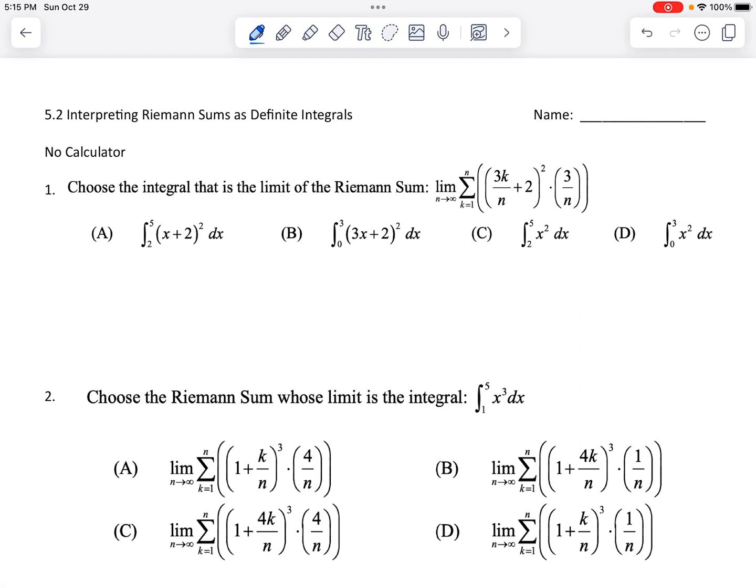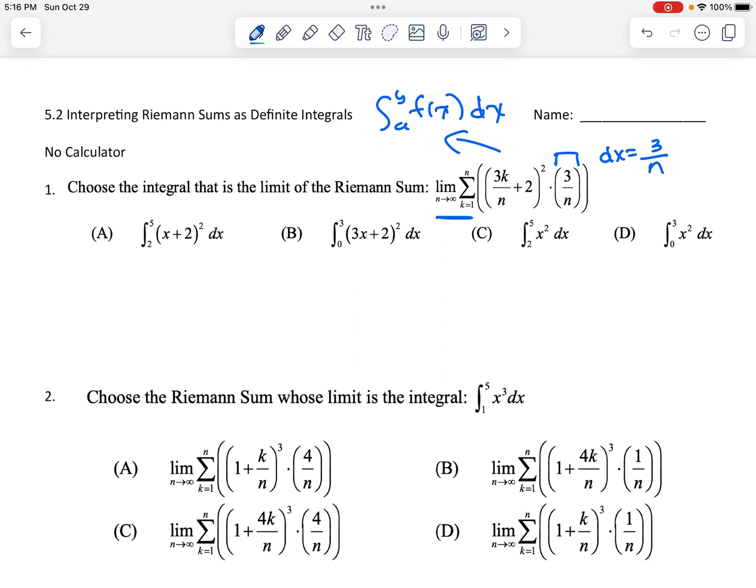Okay, in these problems, we're trying to connect the Riemann sum, this limit sigma definition that you see here, with the definite integral. So we're trying to figure out how I can rewrite it to be this. The first thing that I always check is the dx piece. Remember, the dx is the width of the rectangle, and you're multiplying by it every single time. So in this case, this has to be dx. It's got to be 3 over n.